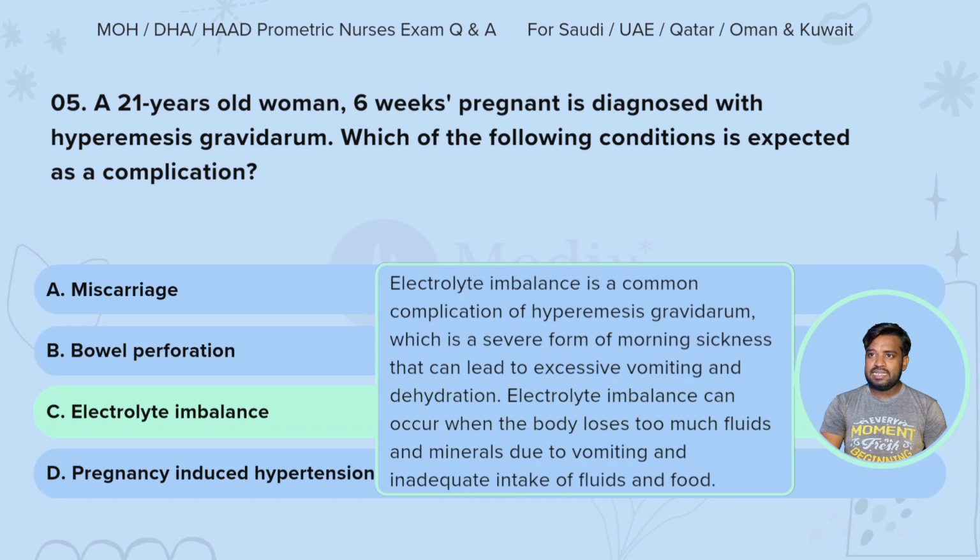The correct answer is C. Electrolyte imbalance is a common complication of hyperemesis gravidarum, which is a severe form of morning sickness that can lead to excessive vomiting and dehydration. Electrolyte imbalance can occur when the body loses too much fluid and minerals due to vomiting and inadequate intake of fluids and food.